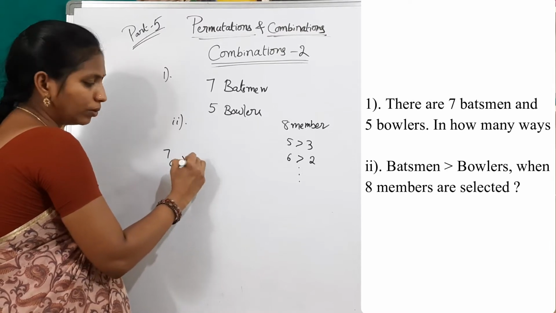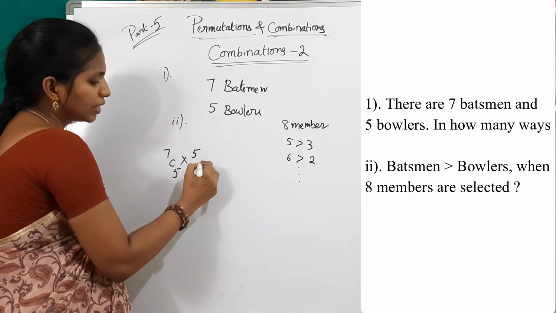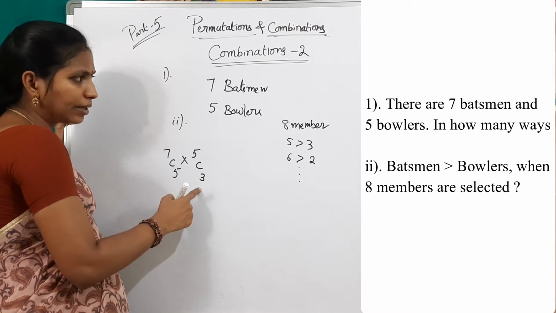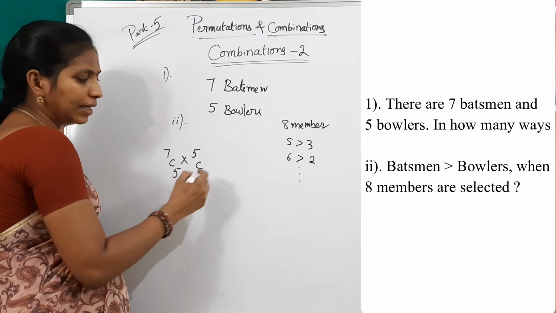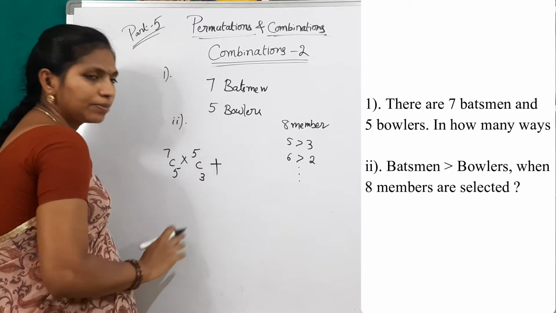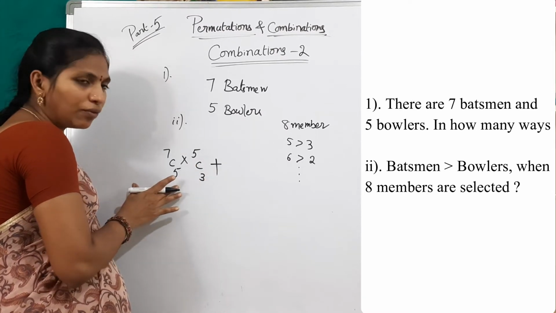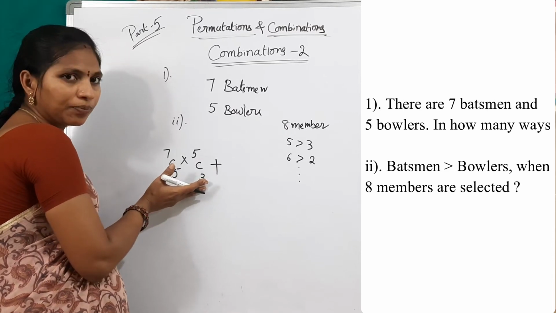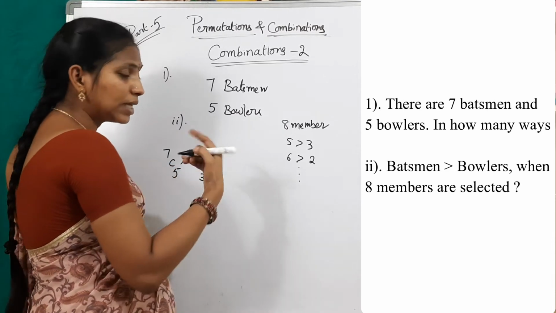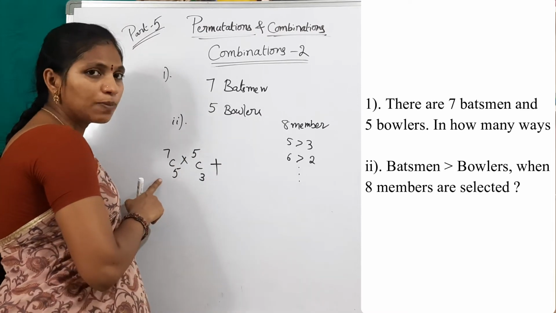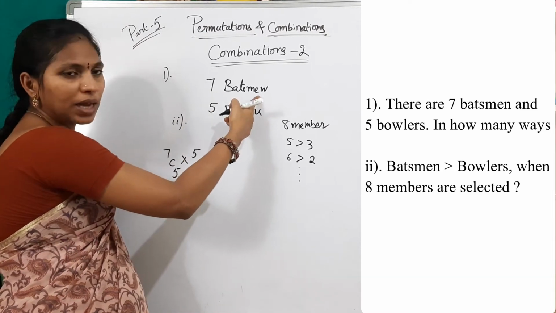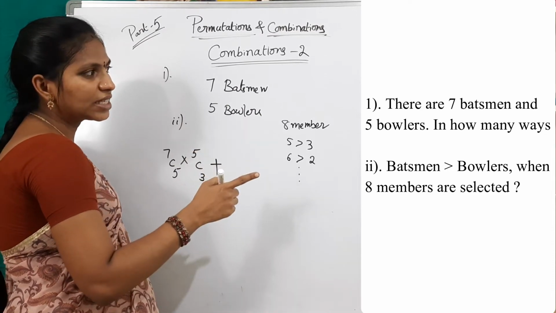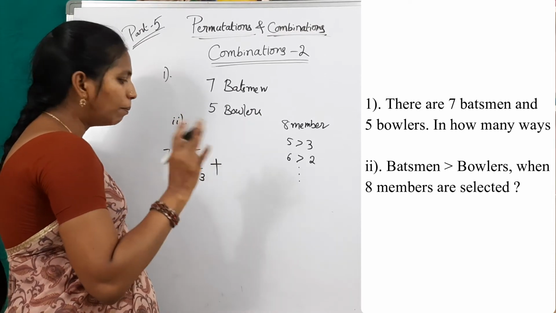See, 7C5 into 5C3. Total members? 8. 5 plus 3 is 8. This is one way of selecting 8 members. This is one chance. Other one is we can select 6 members from batsmen and the remaining members from bowlers. Yes or no? Here the condition is batsmen greater than bowlers.